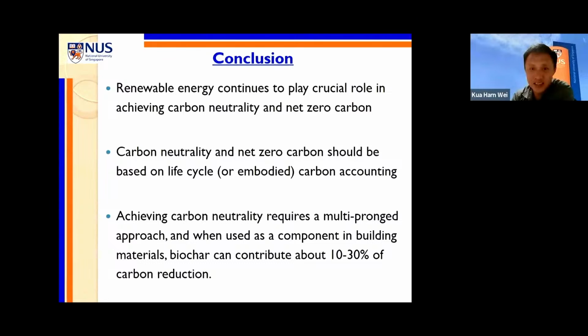life cycle and embodied carbon. So this is very important so that we can be as holistic and, in our assessment, as complete as possible. And finally, achieving carbon neutrality requires a multi-pronged approach. And when used as a component in building materials, we have shown that biochar can contribute anywhere between 10 to 30% of the total carbon reduction.